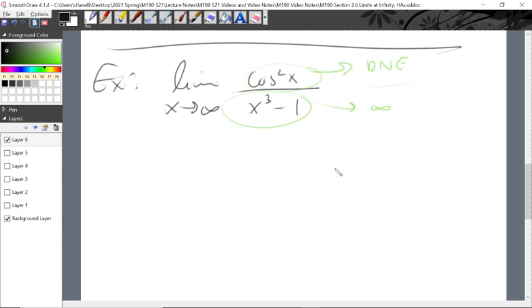Because cosine squared is bounded. Cosine squared is never going to be greater than 1, and because it's the square of a real number, it'll never be less than 0. So we can use boundedness of the numerator here. Since we couldn't do anything else otherwise, we can check with the boundedness if that's going to help. So if cosine squared of x is bounded between 0 and 1, then if we divide by x cubed minus 1 on all sides, then we now have bounds for our function.